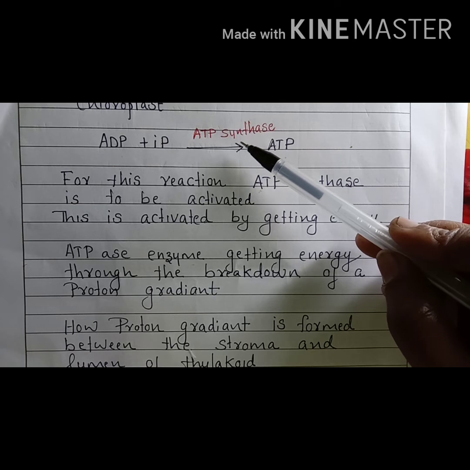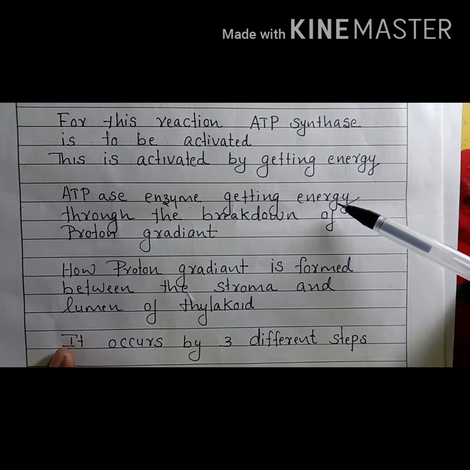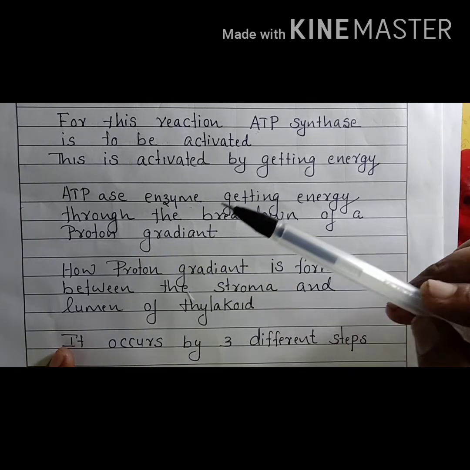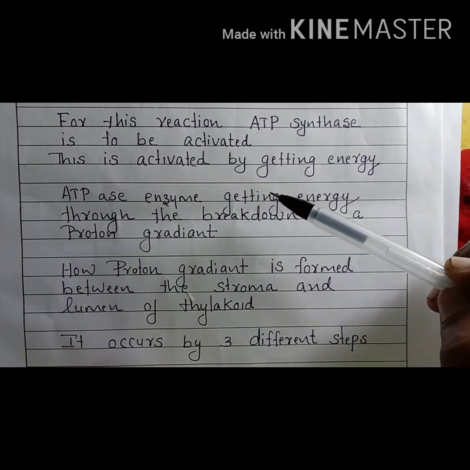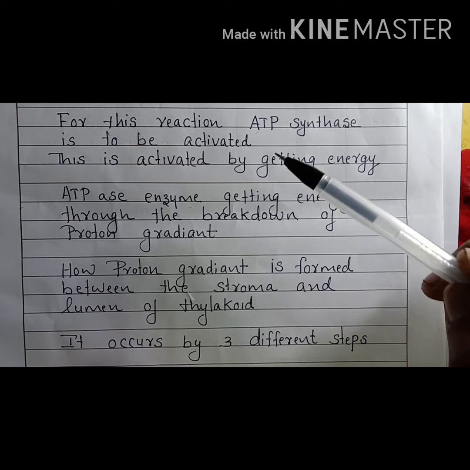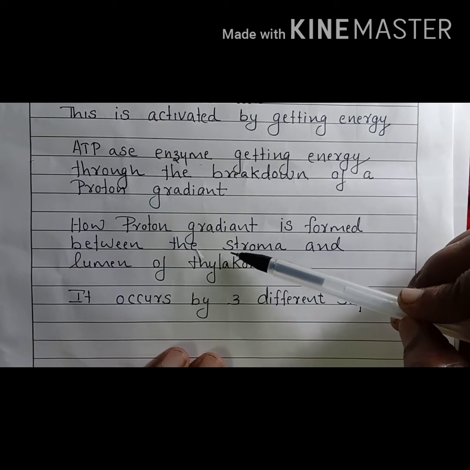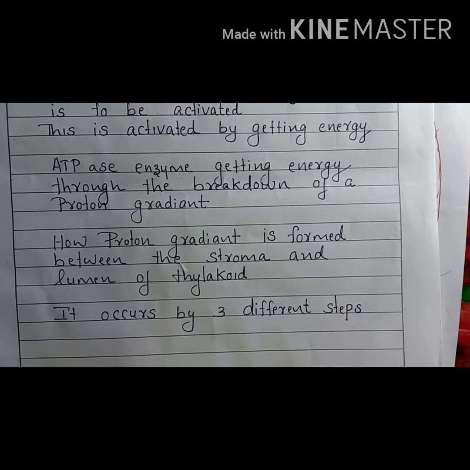How is this enzyme getting energy? The ATPase enzyme gets energy through the breakdown of a proton gradient. A proton gradient occurs in the lumen of the thylakoid. When this proton gradient breaks up, it releases energy, and with the help of this energy the enzyme is activated. So for that purpose, a proton gradient has to be formed between the stroma and the lumen of the thylakoid. And this proton gradient occurs by 3 different steps.